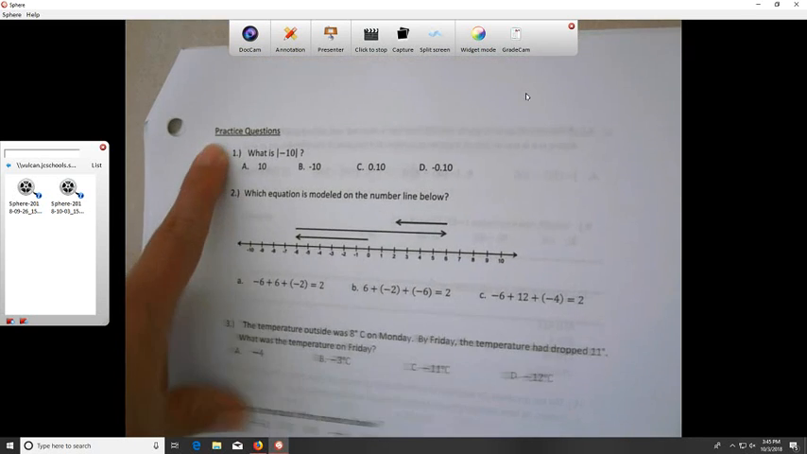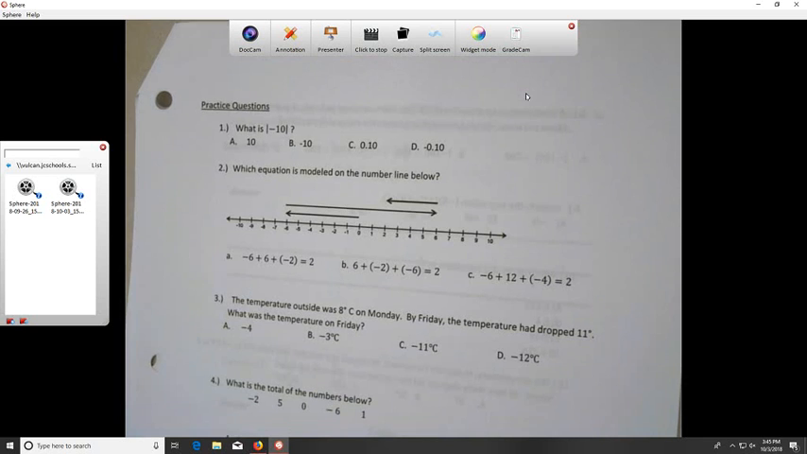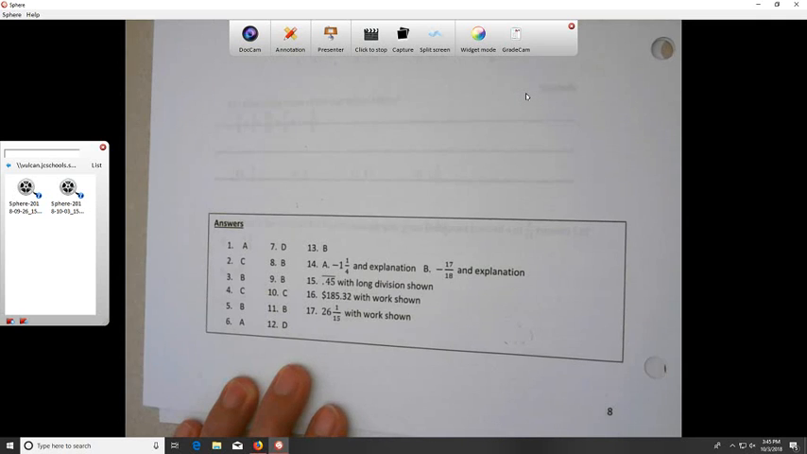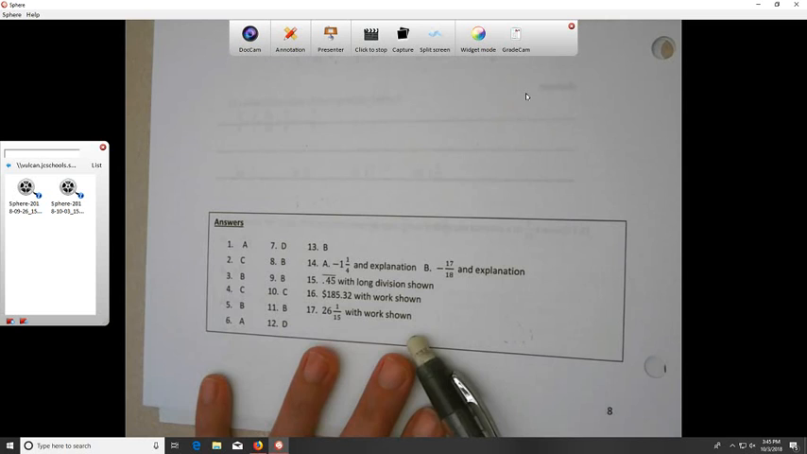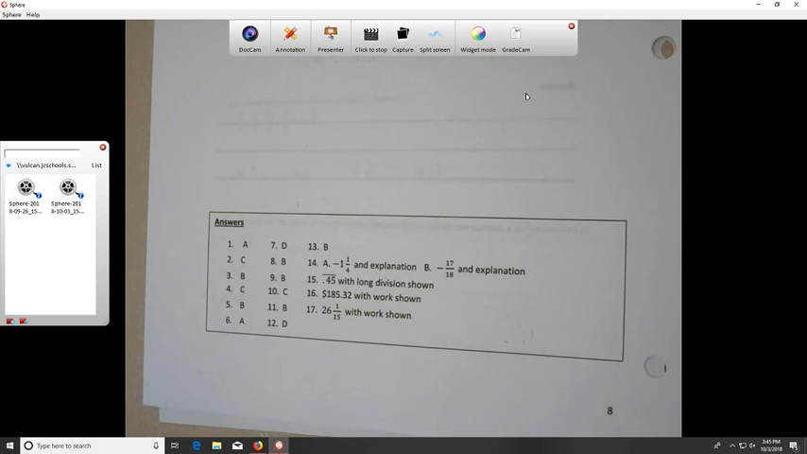If you flip to the next page where it says practice questions, these are your practice questions for the test. They're just like the test questions, and the answers are at the bottom of page 8. So after you've done the practice questions, you can check the bottom of page 8 and make sure that you've done them correctly.